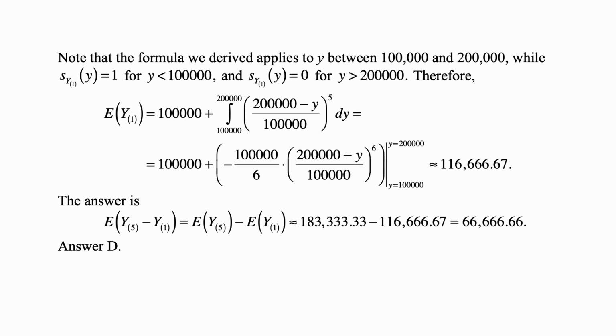And then the difference of the expected values of those two order statistics is 183,333.33 minus 116,666.67, and that's equal to approximately 66,666.66 or 67. It's an infinite decimal, all sixes. Anyway, that's answer D, and that solves the problem.